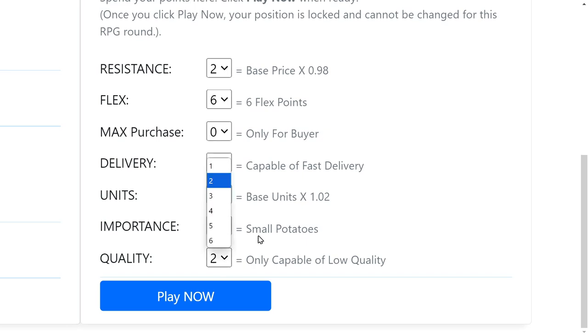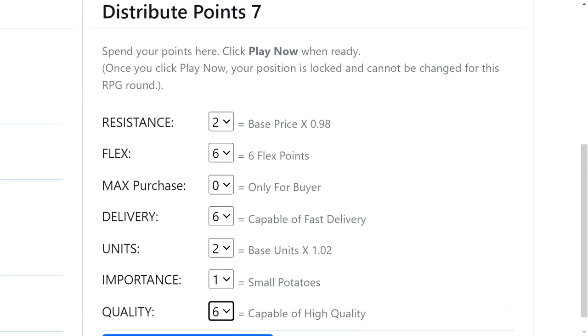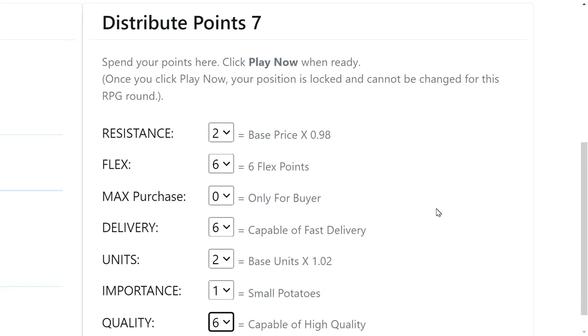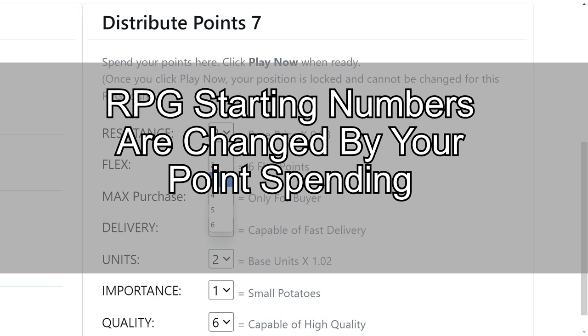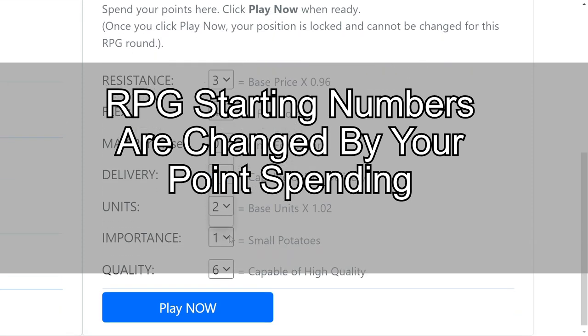And the last one here is quality. So one is going to be low quality and six is going to be high quality. If you're a buyer, this means you need to buy high quality. If you're a seller, this means you can manufacture high quality. Remember, you need to use up all your points. So we still have 7 points here to distribute. So it's up to you. How do you want to use up your points that you rolled?